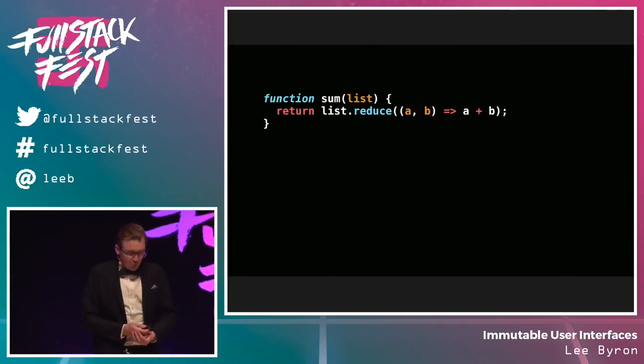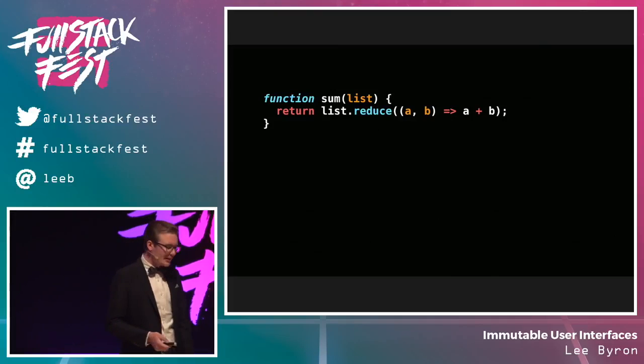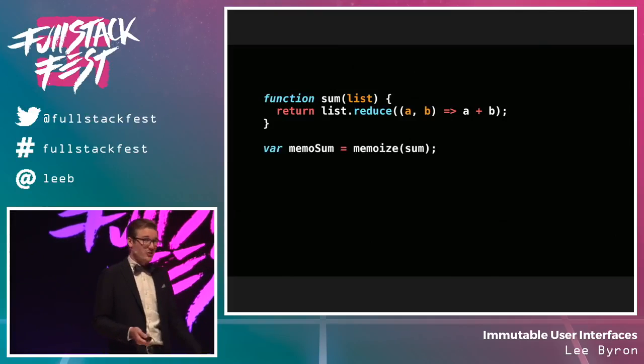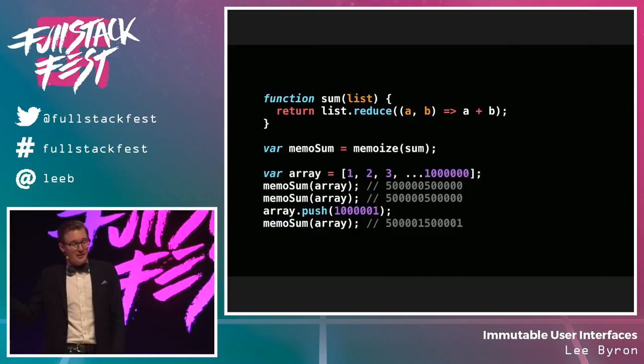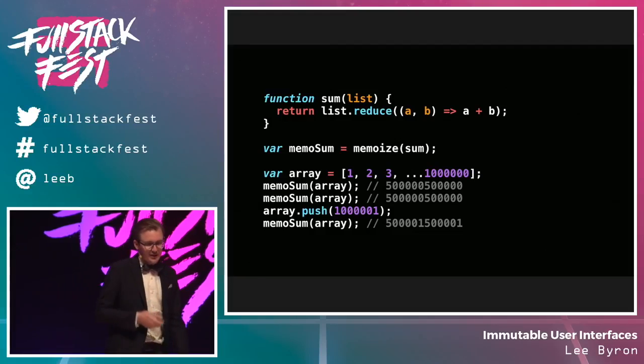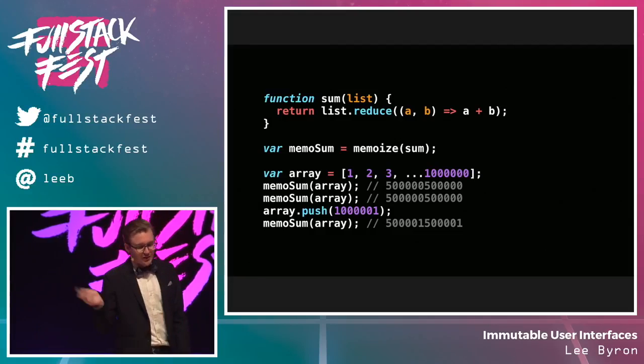And so I want to show a really basic example. This is going to be the sum function. So we're going to take a list of numbers. We're going to add them all up. And I know I'm going to give this a really big list of numbers, so I want to memoize it. So I'm going to give a list from 1 to 1,000,000, and then I'm going to add them all up, and then I'm going to push onto that array, and then call this again.